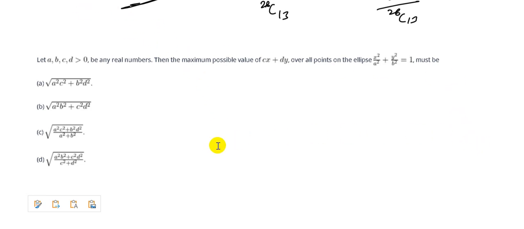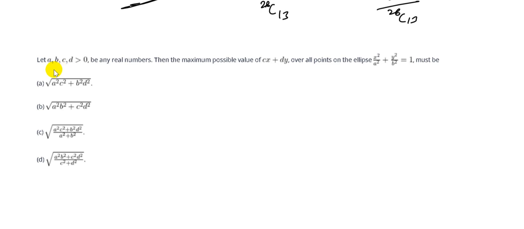Okay. Now, come to this one. A, B, C, D are real numbers, all positive, greater than 0, strictly positive. Now, they are asking for the maximum value of Cx plus Dy.